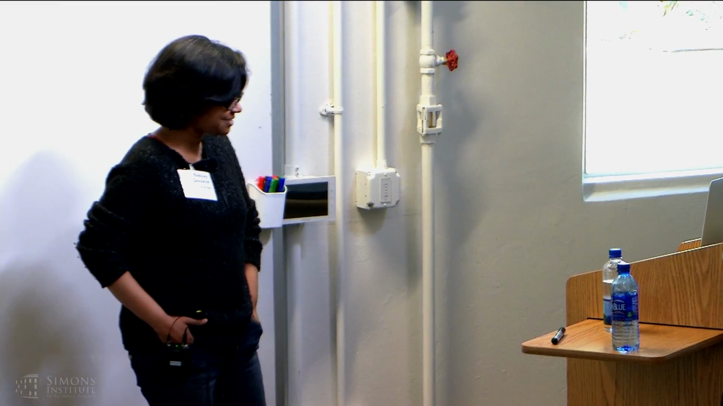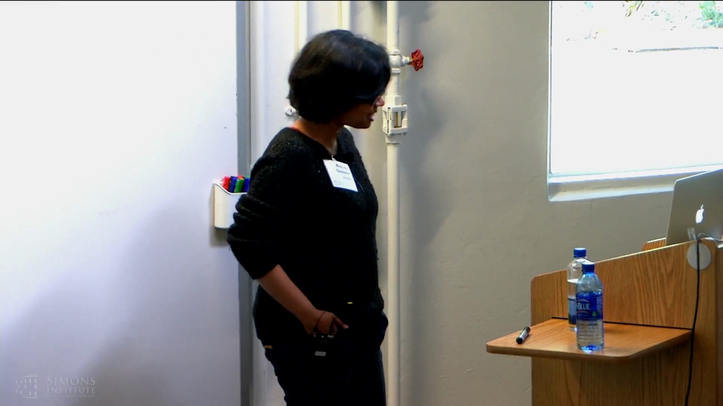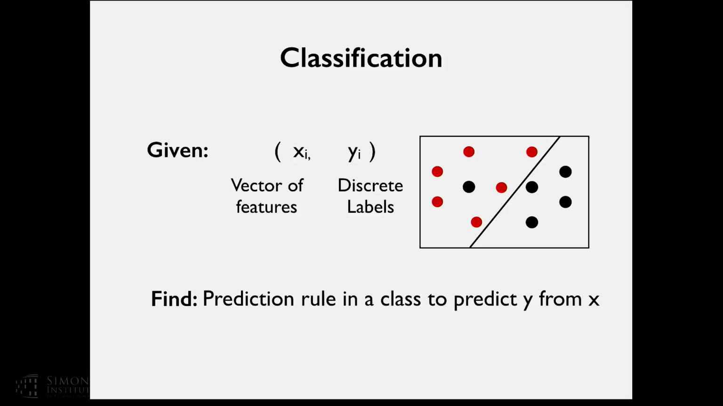Okay. So the problem we are going to look at is classification. Let me just quickly remind you, this is a very basic problem of machine learning. We have vectors of features, we have discrete labels, let's say red or black, and we want to find a prediction rule in a class. For example, here it could be the class of linear classifiers to predict y from x, okay?